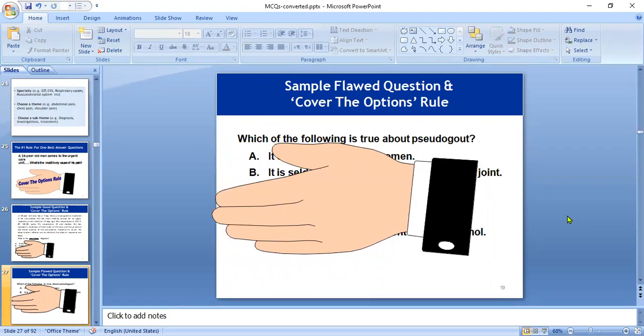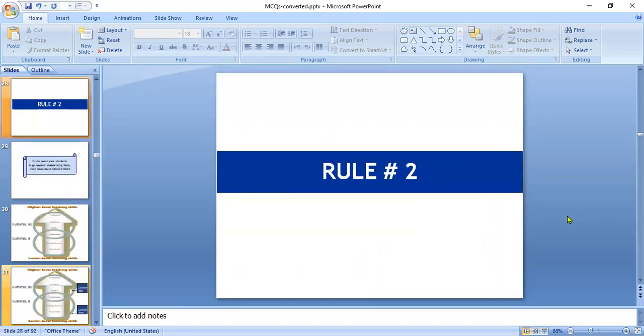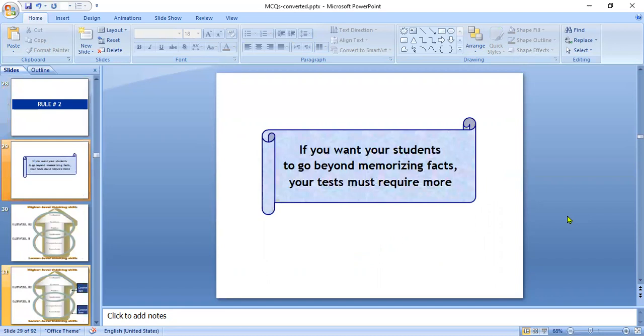So the first rule is that we should be sure and aware of this thing, that the student should answer the question without reading the options. The rule number 2 for constructing the MCQs is that we should go beyond the initial, the less difficult level.